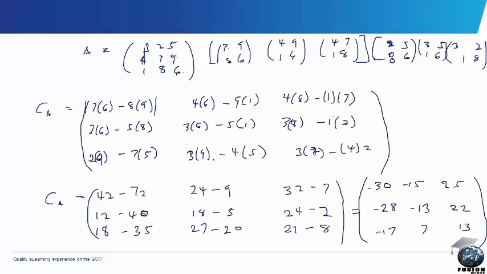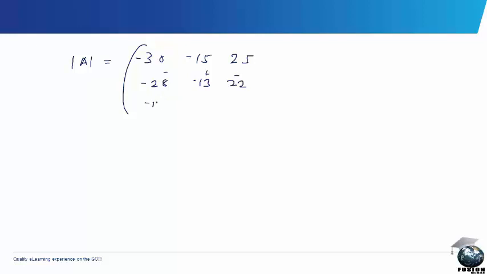Alright, the computation doesn't end here. All you have to do is remember that the sign pattern of the matrix starts from positive, negative, positive, then negative, positive, negative, and this is positive, negative, positive. So these signs will be multiplying each of the cofactors. Minus 30 times plus is minus 30, and then minus 15. So we have the cofactor matrix of A as minus 30, minus 15, 25; minus 28, minus 13, 22; minus 17, 7, and 13.